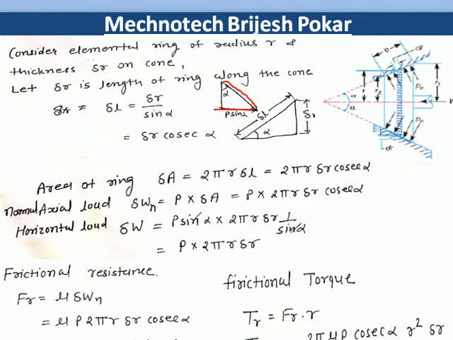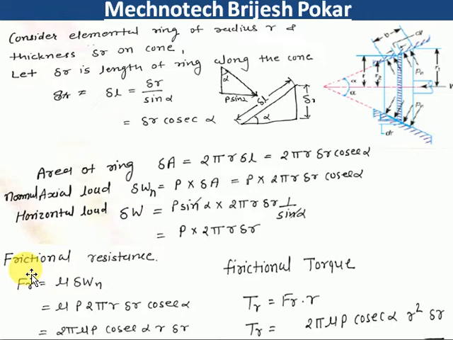Now, as we know, the frictional resistance Fr is equal to mu into delta Wn, the normal, or axial, load. So mu into P into 2 pi r delta r cosec alpha. If we arrange it in a particular manner, we can speak it easily: 2 pi mu P cosec alpha r delta r.